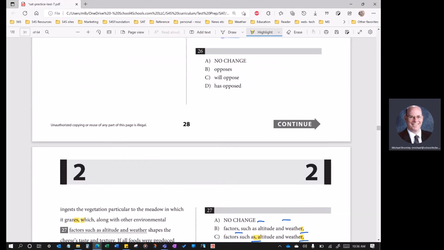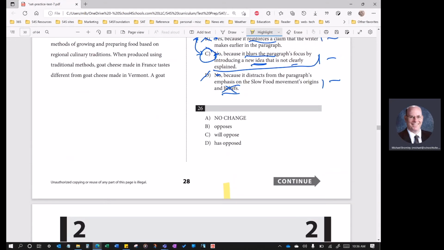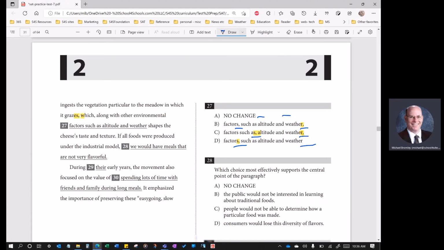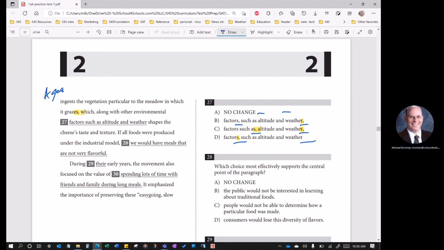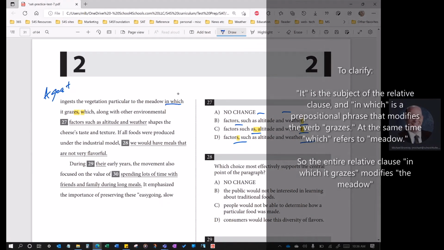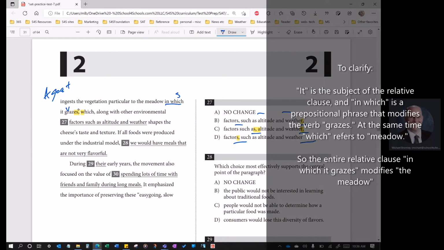Let's go back to the beginning of this sentence and see what's going on with it. A goat. Let's just bring the sentence down. Of course, they give us: a goat ingests the vegetation, particularly the meadow, in which it grazes. Okay, so in which, this is a subject and a verb here, but this is what we call a relative clause, which modifies the meadow. It tells us what the meadow is.